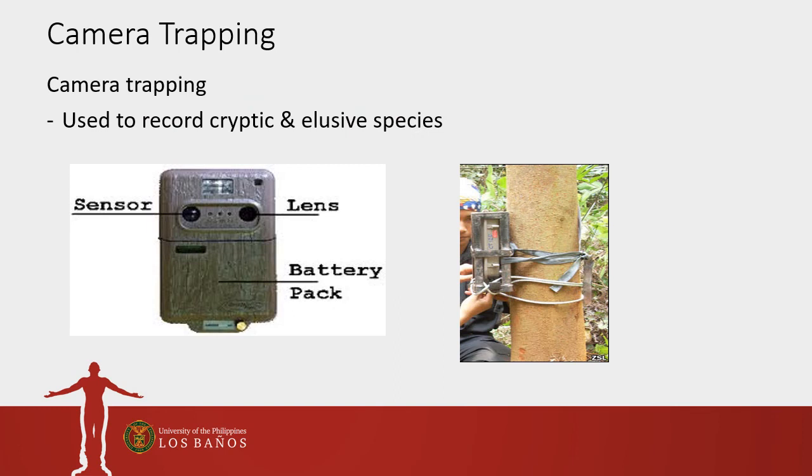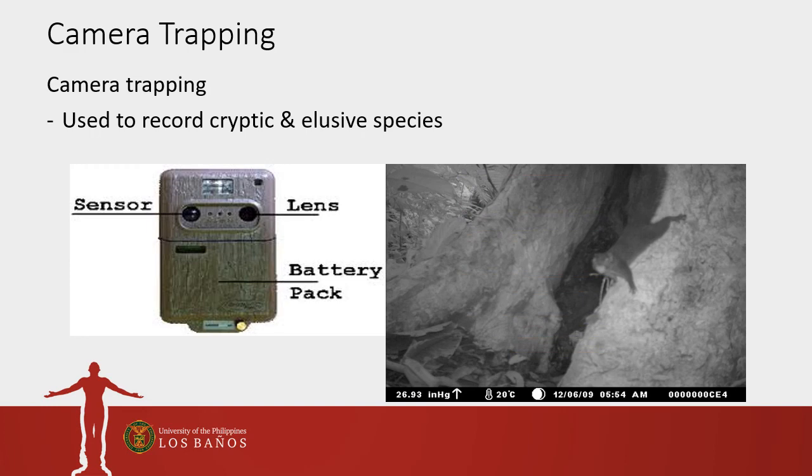Camera traps may be used to record cryptic and elusive species. It is also preferred because it is non-invasive. However, camera traps are expensive and they may be stolen in the field. Here is a sample of a photo of a squirrel in Mindanao taken by a camera trap. It is not easy to get this kind of photo. Moreover, it may be difficult to identify mammals through photos only.